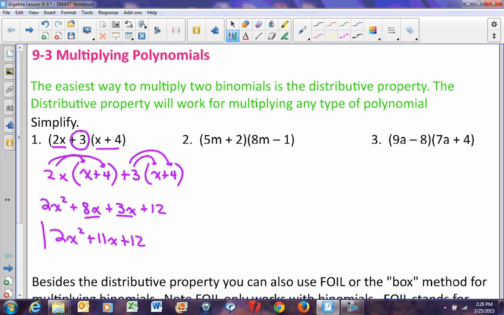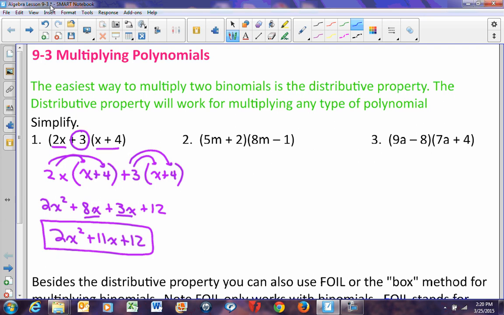This method works no matter how large or small your polynomials are, whether it's a binomial times a binomial, which is what we're working with right here, or if it's a binomial times a polynomial of 7 terms. You can still do the same process here. Let's look at the second one.